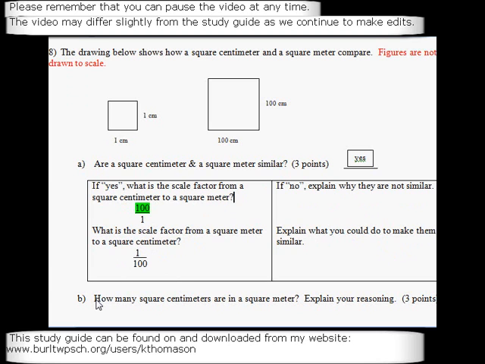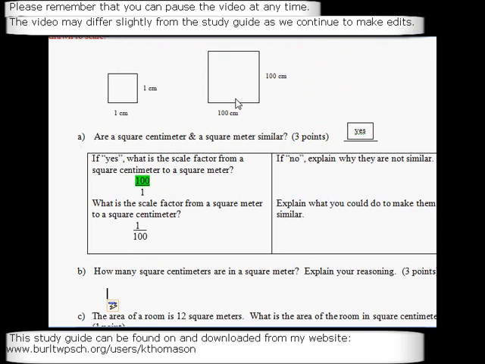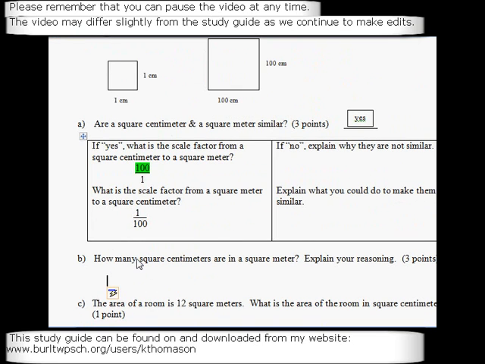Now B says how many square centimeters are in a square meter? So how many of these, because that's a square centimeter, are inside of this? Again, remember the figures are not drawn to scale, so don't take out a ruler and try to measure this or cut it out or visually say, oh, that looks like about 4. You've got to use the math involved to figure this out. Asking how many square centimeters are in a square meter is the same thing as saying how many copies of that will fit in there. So how many copies? Remember, it's the scale factor squared.